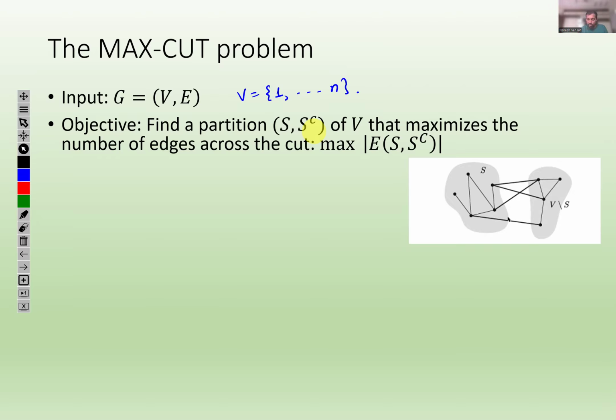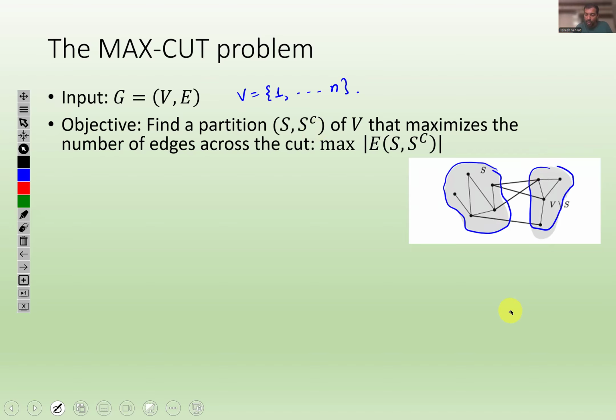So for instance, for this particular graph, you have S and you have S complement. And you see the bold edges here are the ones that go across the cut. So the value of this particular cut, you have 1, 2, 3, and 4 edges going across, so the value is 4. And you want to find a cut that maximizes this value. So maybe another example, which may be somewhat illustrative, is this.